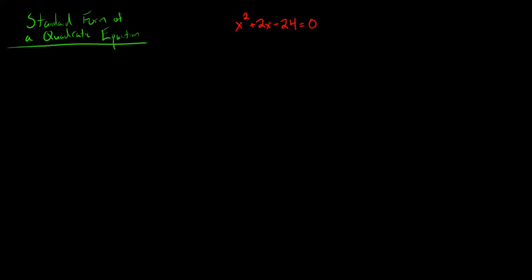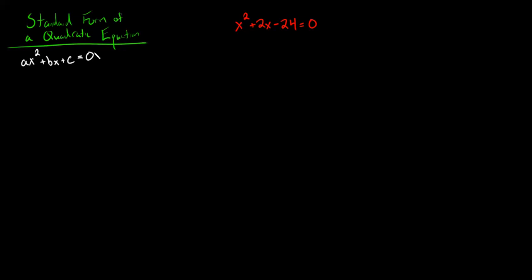Now, just like when we were factoring quadratic expressions, we wanted to make sure that everything was in standard form. Remember, the standard form of a quadratic expression was ax squared plus bx plus c. Well, the standard form of a quadratic equation is just that, but it's equal to 0. That is the standard form of a quadratic equation, okay? So it's the exact same thing, except it's equal to 0. And that equal to 0 might not seem like a big deal, but it's actually a huge deal. We're going to use that in a very special way, okay?